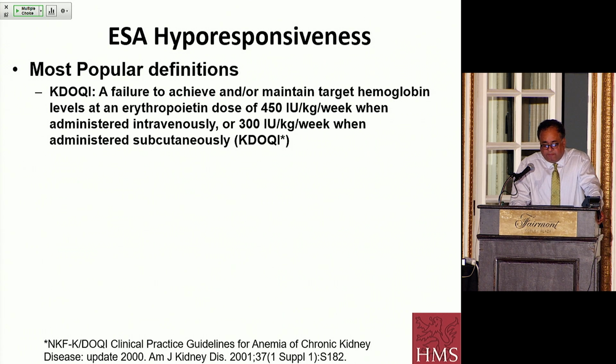It's a failure to achieve or maintain target hemoglobin levels at an erythropoietin dose of 450 international units per kilogram per week when administered intravenously, or a little bit lower if it's given subcutaneously. So if a patient is not able to maintain their hemoglobin while receiving 400 units per kilogram per week, so in a 60 kilogram person we're talking about 25,000 units a week, then that is compatible with a state of ESA hyporesponsiveness.